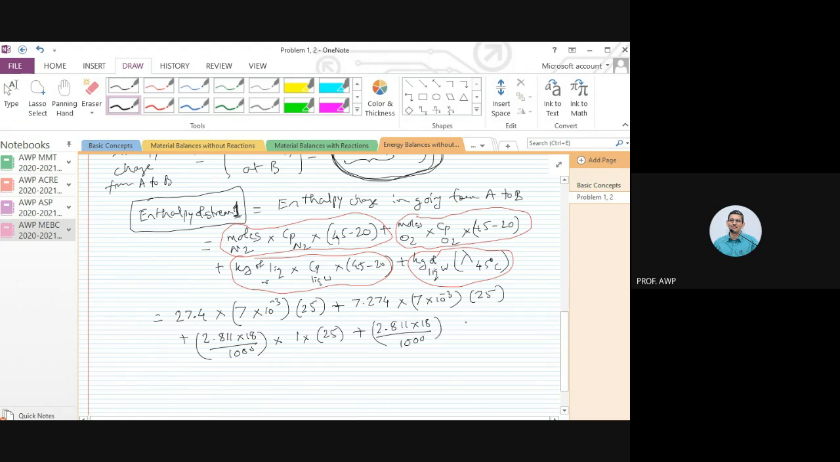And what was the latent heat at 45 degrees centigrade? 570 something, 575. You had some number? 570.25. Okay, 570.25. Somebody calculate this number. Arya, you can calculate.